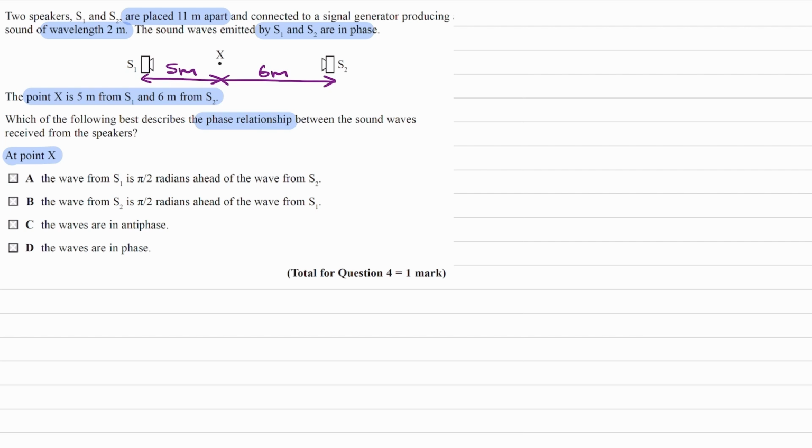So to work out the phase relationship, we first have to work out what the path difference would be. The path difference is the difference in distance traveled by the two waves. We know that the distance S2 to X is 6 meters, and the distance from S1 to X is 5 meters. Take the two things away. So 6 meters minus 5 meters, that gives us the path difference of 1 meter.